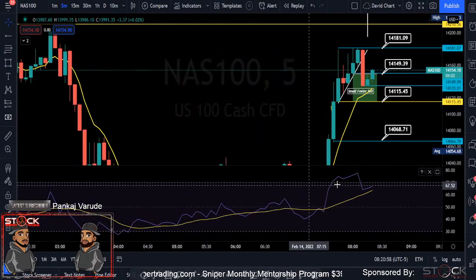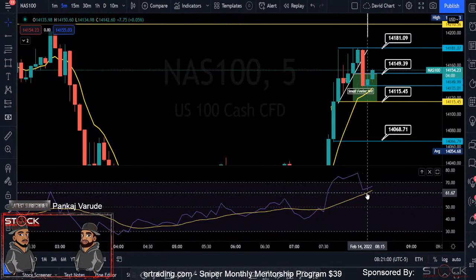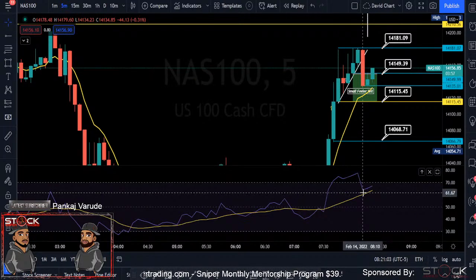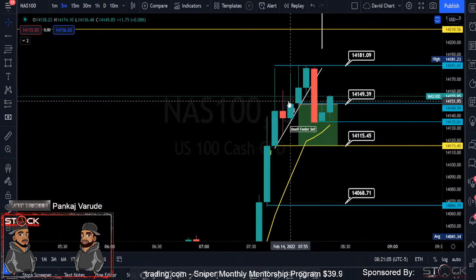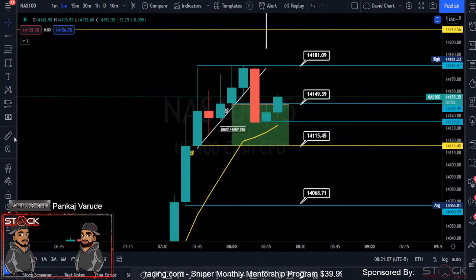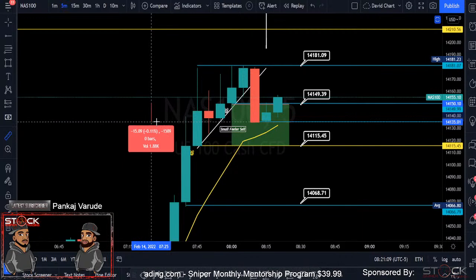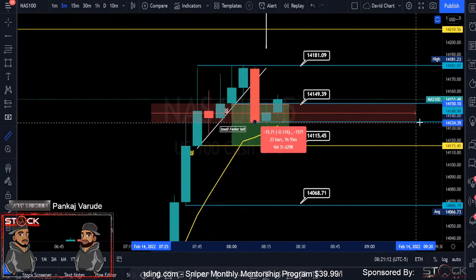We're starting to cool off in the RSI. Okay, it did not break in terms of the moving average right here. So that's why you're getting a little bit of continuation in terms of push. All right, so the overall drop ran about, you can see, 15.